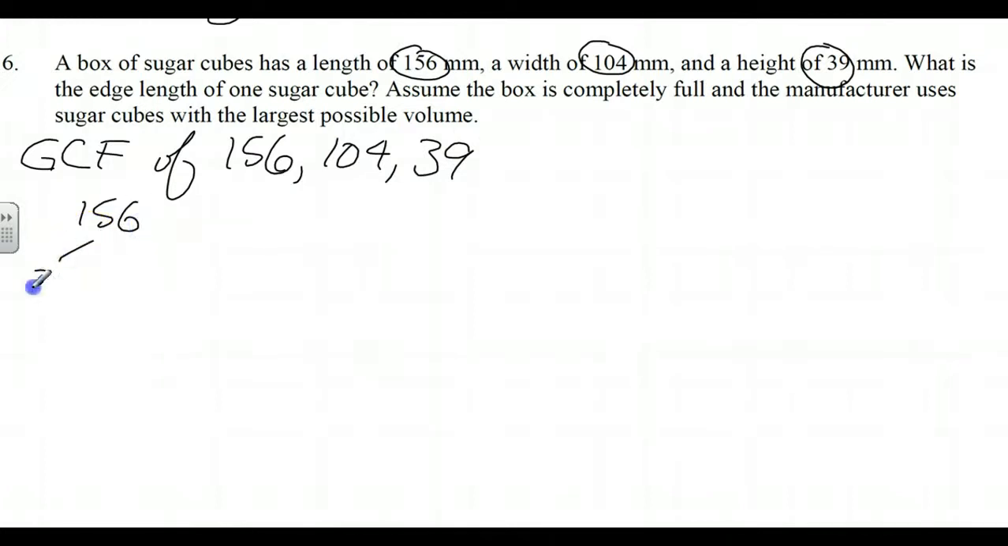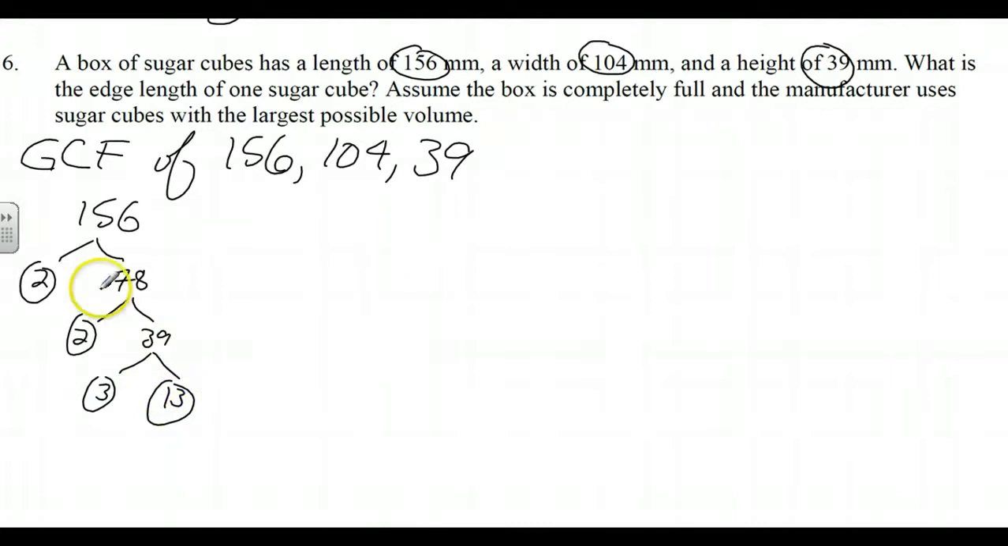So let's factor 156. It's 2 times, so just take a calculator and divide it by 2, 78. Divide by 2, 39. Divide by 2, that doesn't work, so divide by 3, 13. 13 is prime, so we're done. 2 times 2 times 3 times 13.